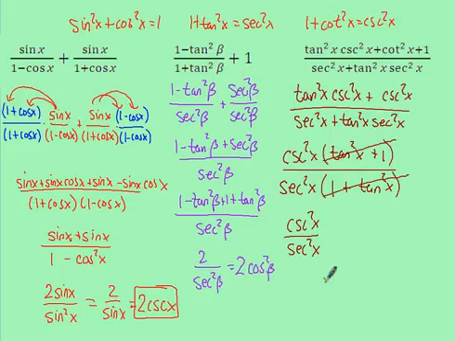We could simplify this even further. Let's rewrite this as cosecant squared x times the reciprocal of secant squared, which is cosine squared. And cosecant squared, we can rewrite as 1 over sine squared. So that's 1 over sine squared times cosine squared over 1, which is cosine over sine squared, which is cotangent squared x.